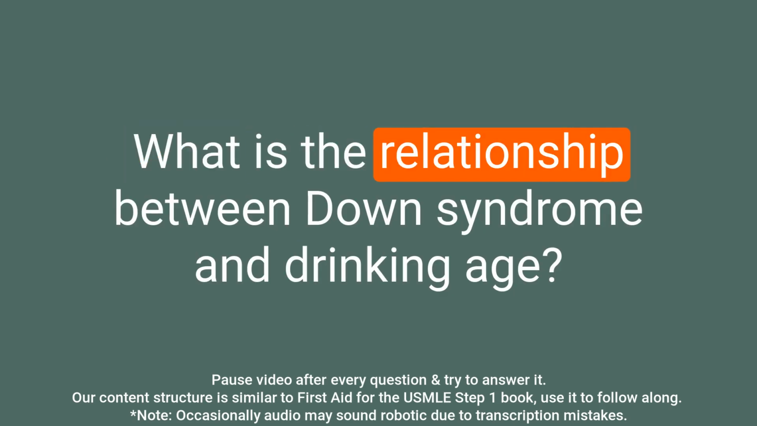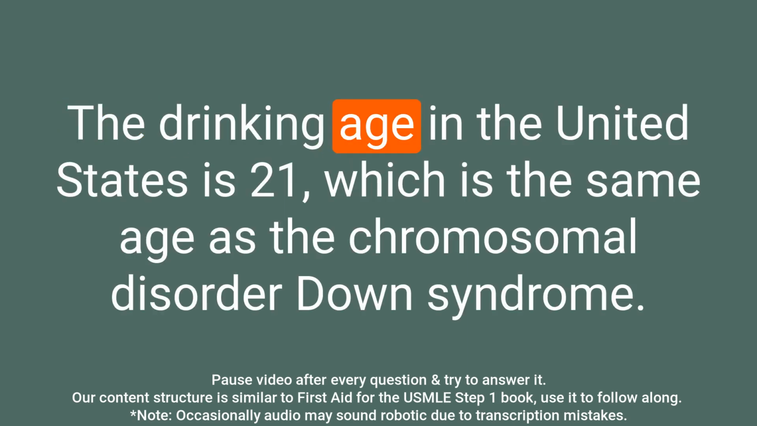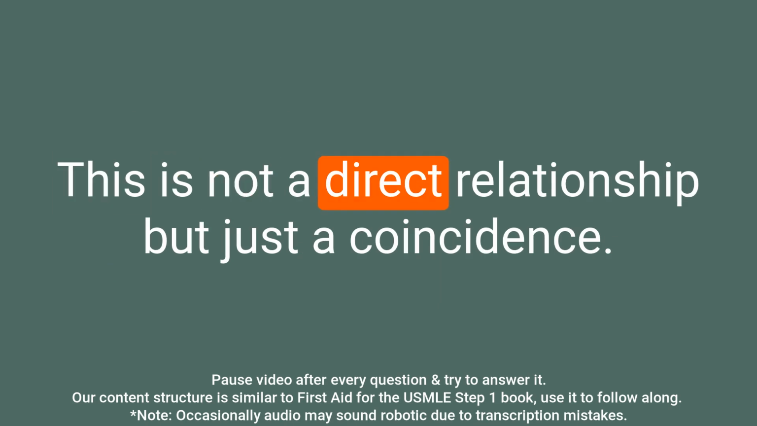Question: What is the relationship between Down syndrome and drinking age? Answer: The drinking age in the United States is 21, which is the same number as the chromosomal disorder Down syndrome, trisomy 21. This is not a direct relationship, but just a coincidence.